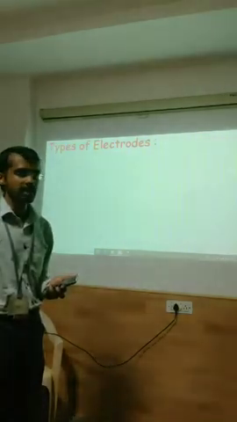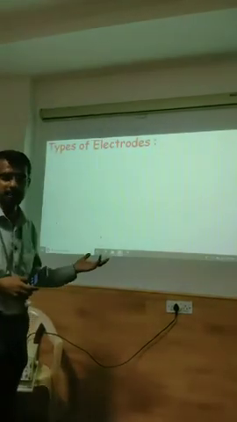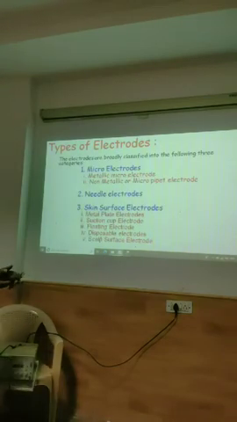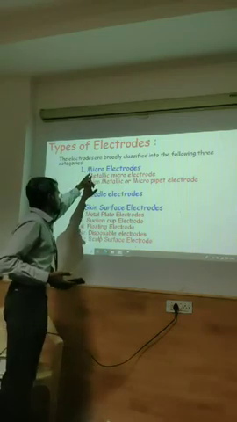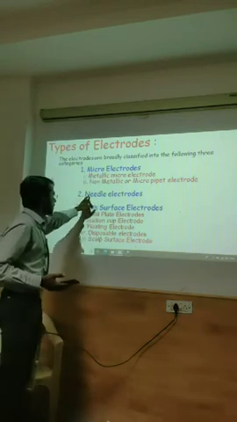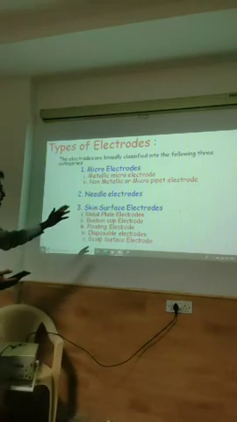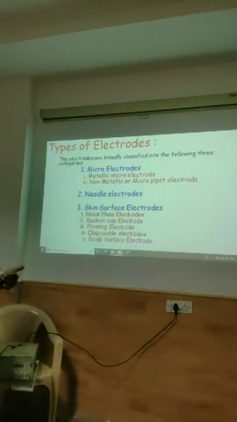The type of metal will differ for different types of electrodes. Now, there are many types of electrodes. Basically they are classified into three types. One is the microelectrode, then comes the needle electrode, then there is another type which is called skin surface electrodes. We will see them one by one.